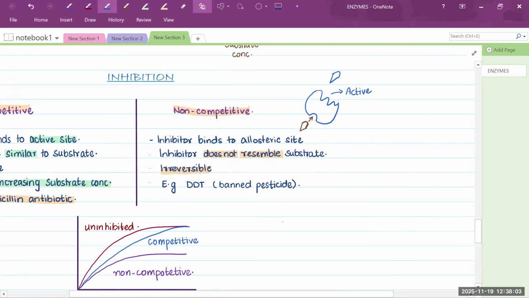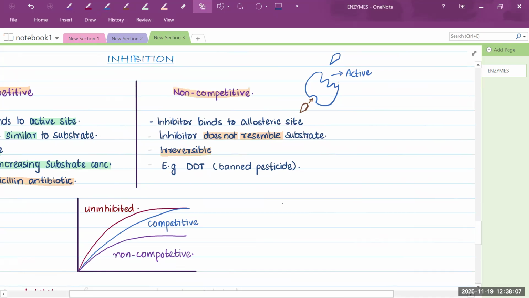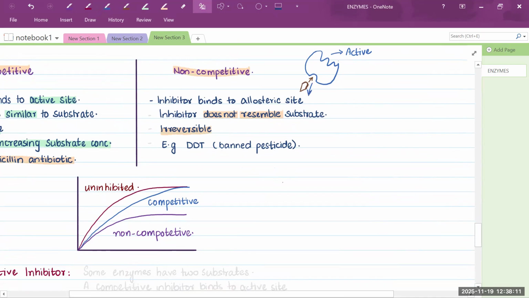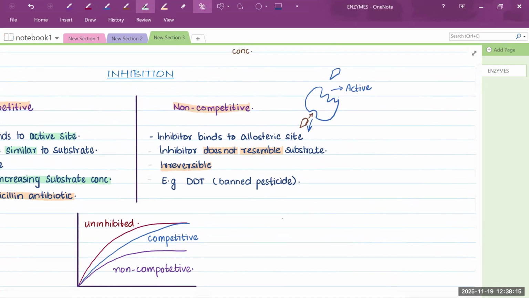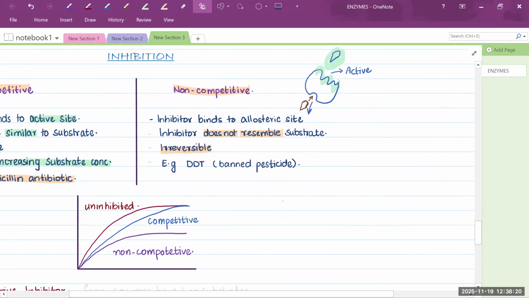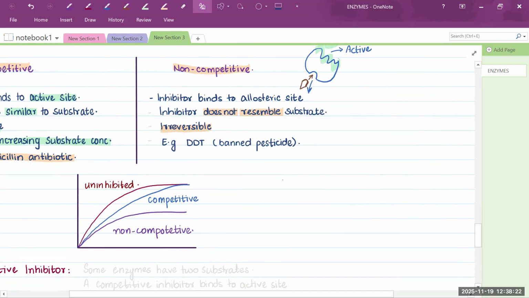That means that the enzyme is totally destroyed, it is irreversible, this cannot detach easily, and it is very strongly bonded. That means the active site remains disturbed, and the substrate cannot bind to the active site. So that means it binds to the allosteric site. The example of this is DDT, which is a banned pesticide.